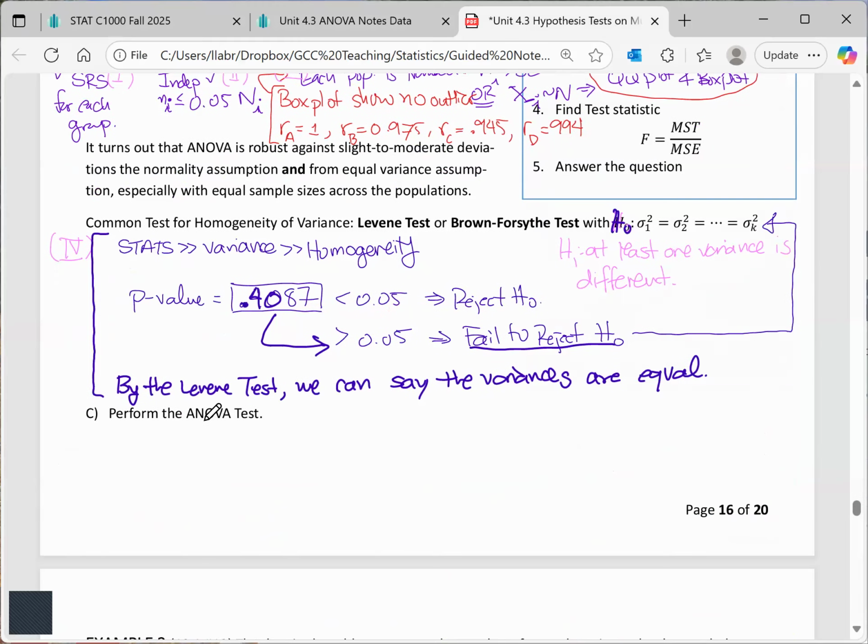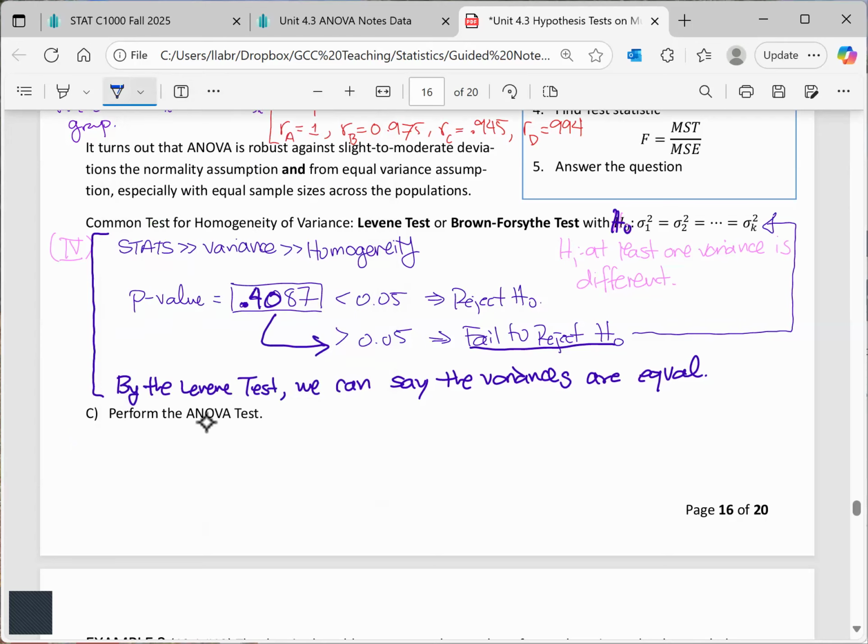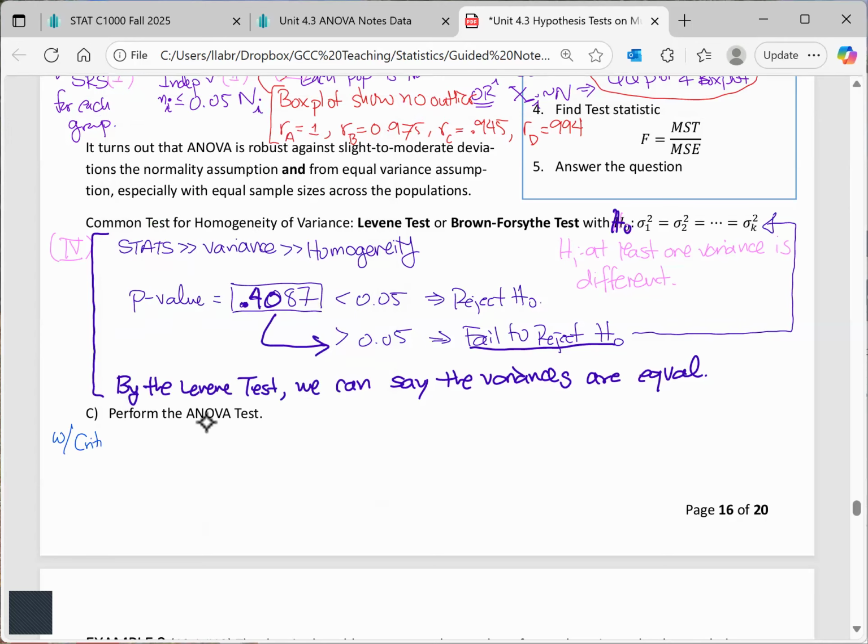Let's finally perform the ANOVA test. And the ANOVA test, let me go ahead and do it two ways. You really only have to do this one way. Let me do it using the F statistic with the critical value, and then I'll show you with the p-value. The p-value is by far the easiest. You only have to do 1.